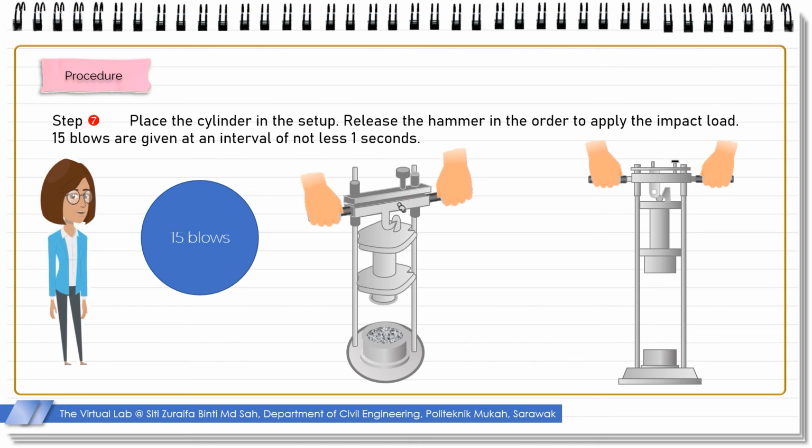Step 7. Place the cylinder in the setup. Fix and secure the cylindrical metal container containing the whole of the test sample in it in position on the base of the machine. The test sample is subjected to 15 blows of the hammer dropping 381 mm, each being delivered at an interval not less than 1 second. Release the hammer in order to apply the impact load.